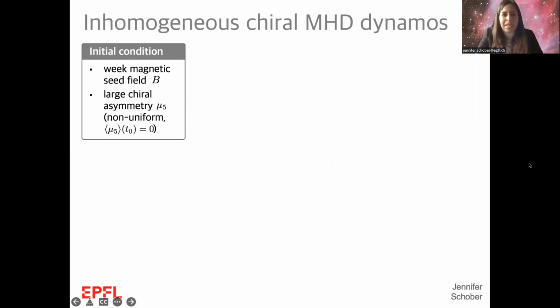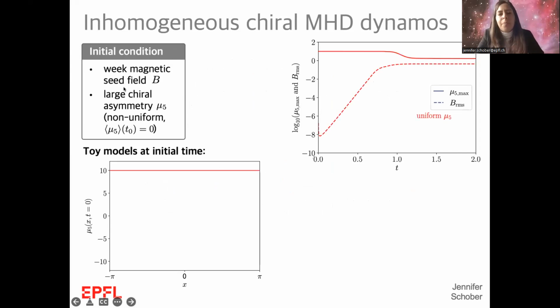So what we did in our first tests with the Pencil Code is, again, we use a very weak magnetic seed field, and we use fluctuations of mu5 in our box at time 0, but the average of mu5 in the entire box was 0. And I show you a couple of toy models here. Just for comparison, I show you a case in red here where we use in the entire box the mu5 that was constant and uniform. So this is mu5 as a function of x, now as a 1D case here.